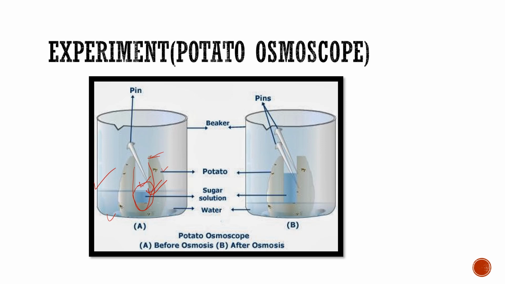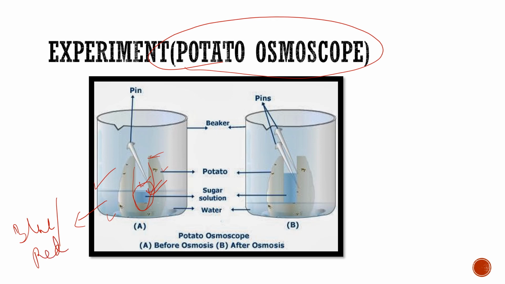This setup, the potato with this beaker, is called the potato osmoscope. We have placed the osmoscope in a beaker containing a colored solution. Whether it is blue or red, we are putting a colored solution in this beaker. After a few hours, we have seen that the level of the sugar solution inside the potato has risen up to a certain level.